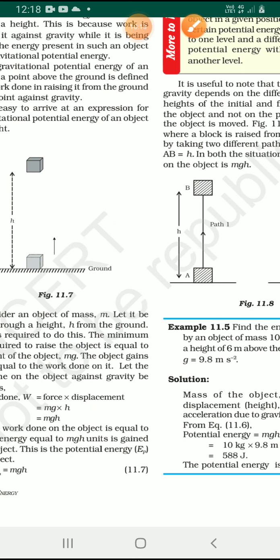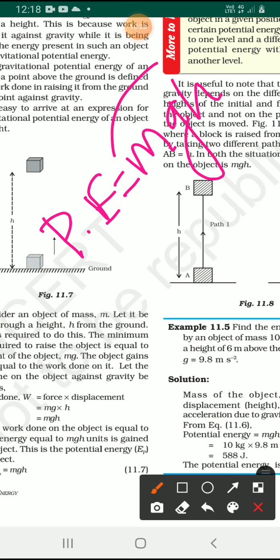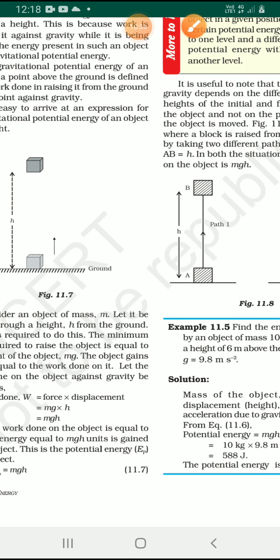Okay. So suppose you get a problem in which they ask you to find the potential energy. So you must know the formula, that is PE is equal to mgh. There's nothing in between, there's a multiplication symbol. Okay, remember that. M is mass, g is gravitation, h is height. Let's try to see that.